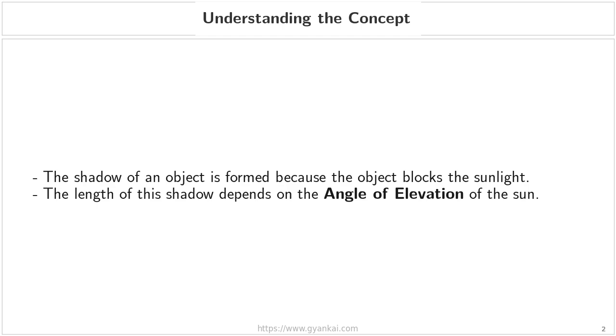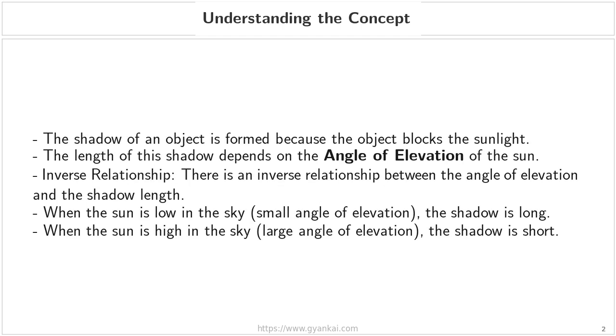Think of the angle of elevation as how high the sun sits in the sky. There is what we call an inverse relationship between this angle and the shadow's length. To put that simply, as one goes up, the other goes down.